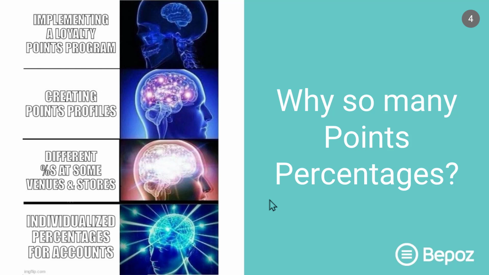There is a lot to cover, but we will see it all in back office in a minute, and I'll break it down in a way that hopefully makes a bit of sense. But at the end of the day, what all of these settings mean is that we can tailor points rates for different venues, different stores, different tills, and even different accounts.